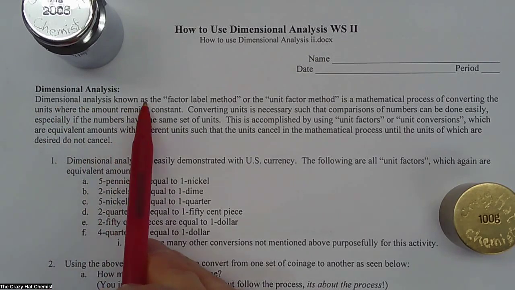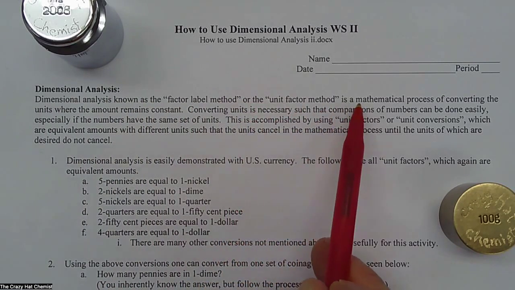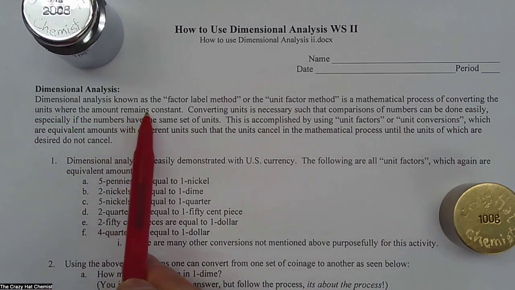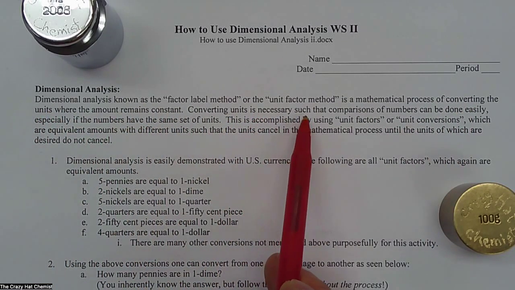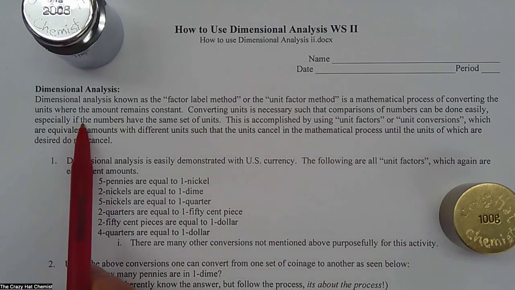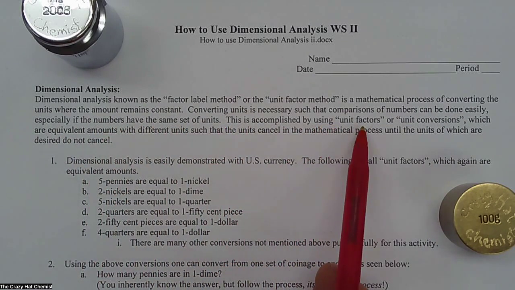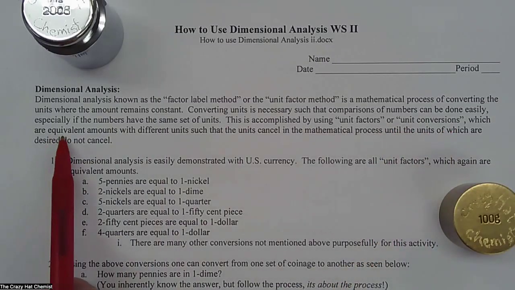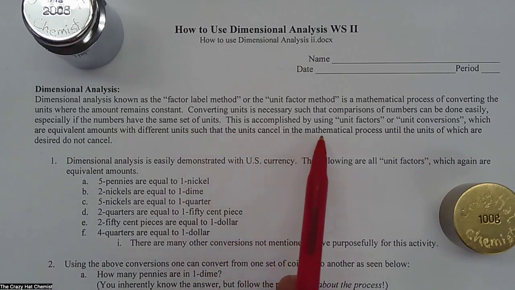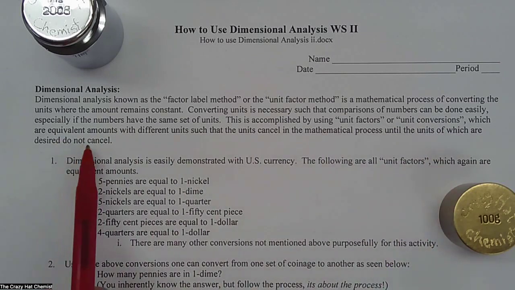Dimensional analysis, known as the factor label method or the unit factor method, is a mathematical process of converting the units where the amount remains constant. Converting units is necessary such that comparisons of numbers can be done easily, especially if the numbers have the same set of units. This is accomplished by using unit factors or unit conversions, which are equivalent amounts with different units such that the units cancel in the mathematical process until the units which are desired do not cancel.